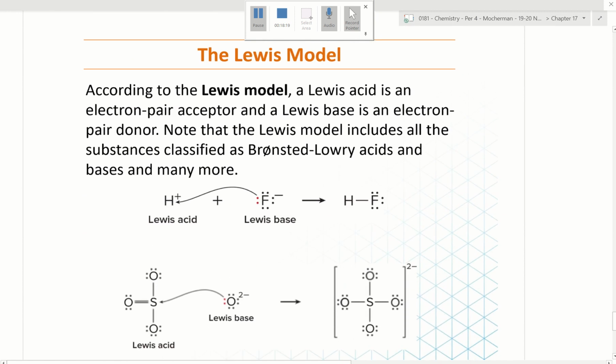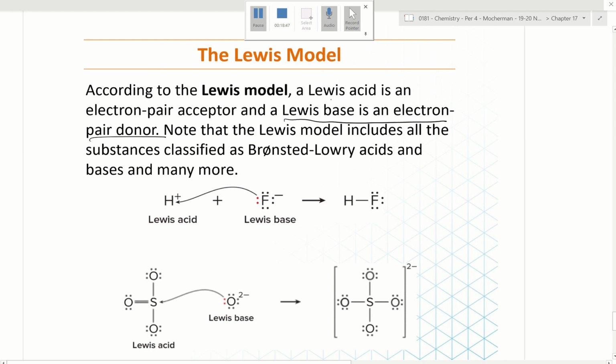All right, the last model we're going to talk about is the Lewis model. If you guys remember Lewis structures, it was all about electrons, and so the Lewis model is all about electrons. The Lewis model doesn't focus on hydrogens, it doesn't focus on hydroxides. What it focuses on is electron pairs. So it says anything that donates a pair of electrons is a base. So a Lewis base is an electron pair donor.